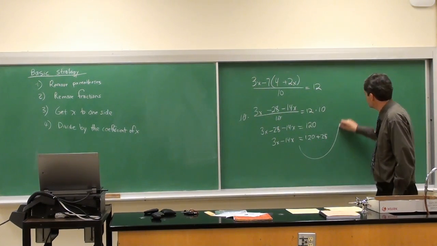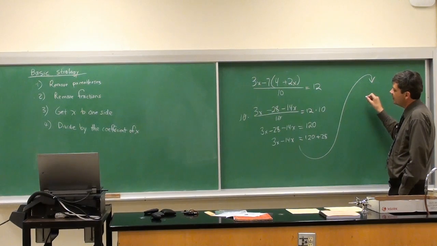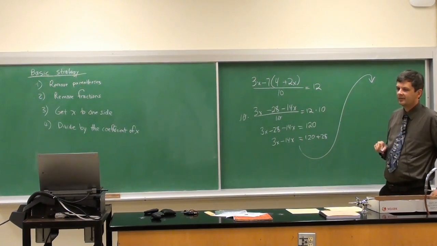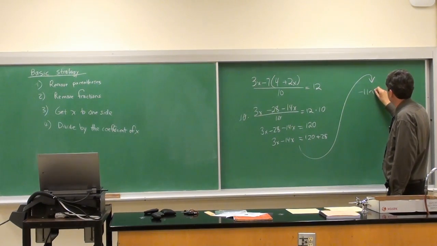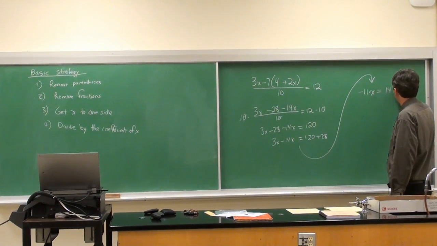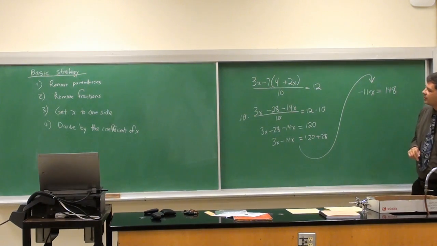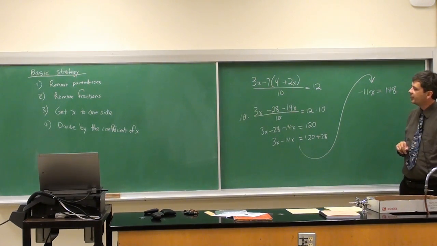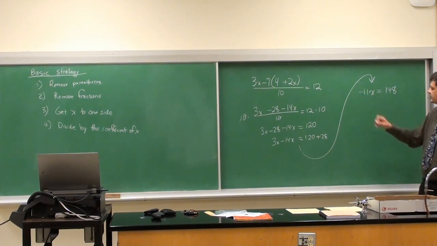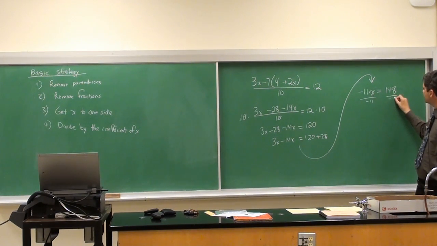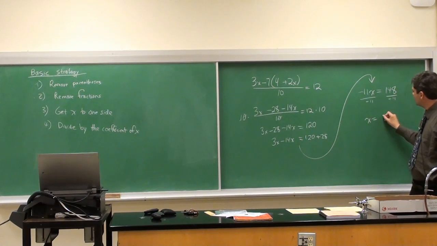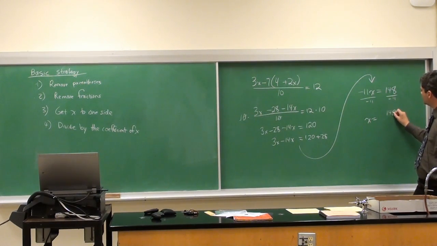Okay, so let's do some addition here. What is 3 minus 14? -11x equals 148. And so then I've done number 3, getting x all by itself on one side. There's the x. Then I divide by the coefficient. In other words, I divide by -11 on both sides, and I get x equals 148 over -11, or -148/11.